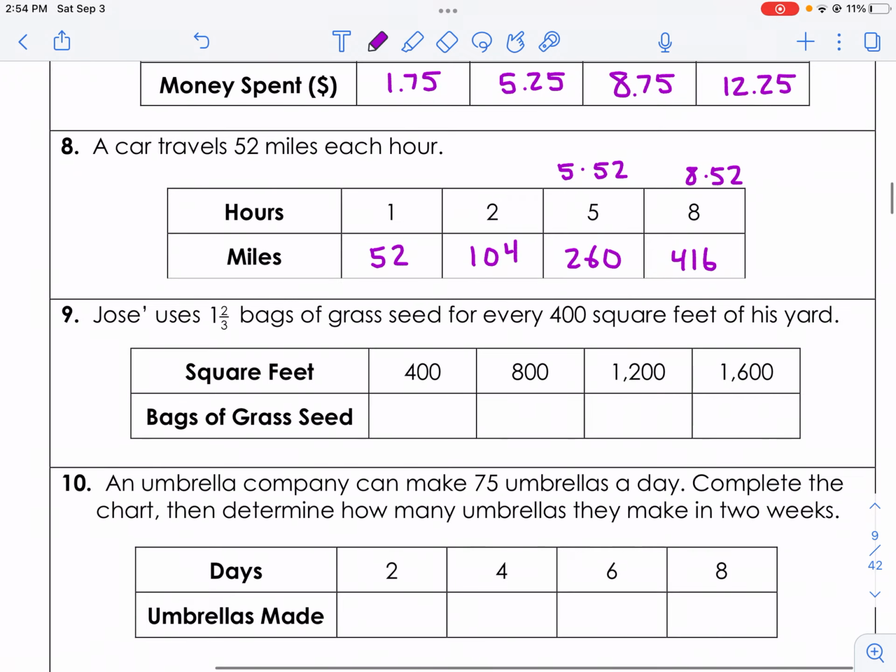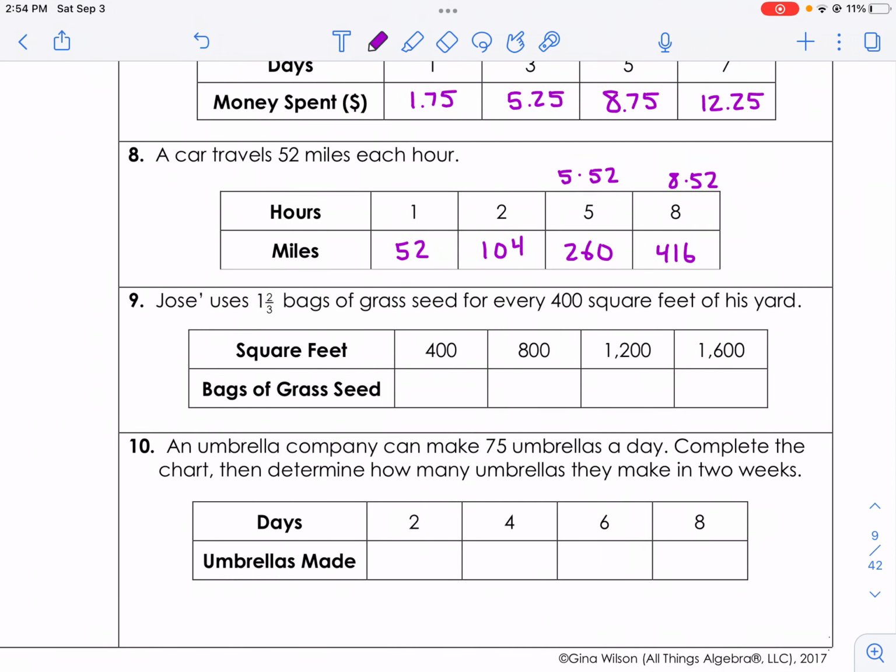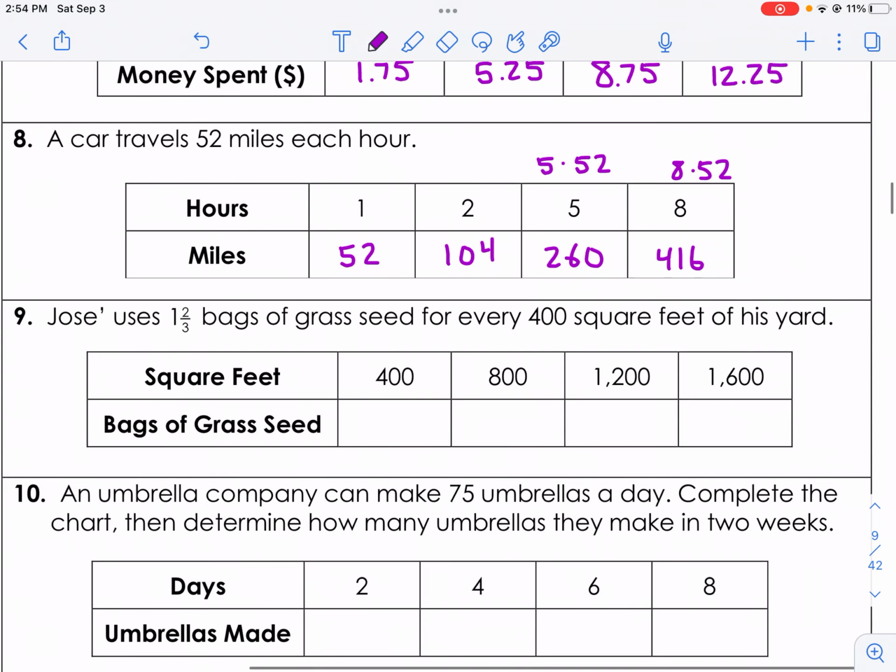This involves fractions in the next one. We'll skip that for the sake of time, but you could turn that fraction into a decimal, or you can just work with multiplying numbers against fractions and do that pretty easily. But it just takes a little bit more time and effort, right? So, actually no, let's do that out really quick. I take that back. Jose uses, and the accent there is a little bit weird, so I apologize for that formatting, 1 2/3 bags of grass seed for every 400 square feet of his yard.